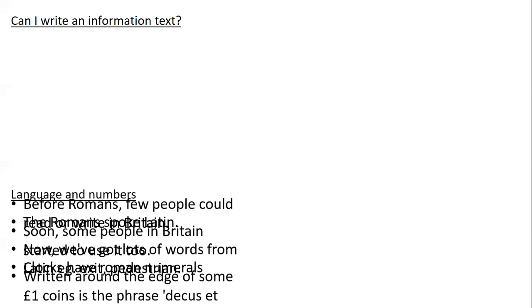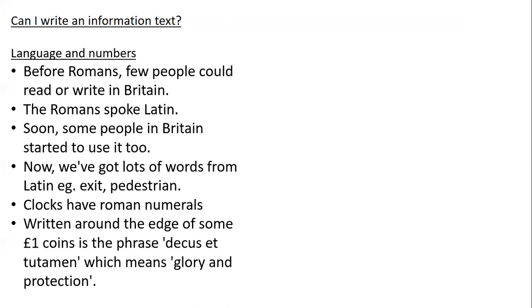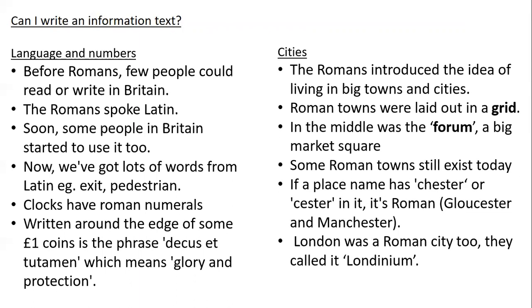Okay, so today we're looking at the last two sections of our information text. So hopefully you got some notes from last Monday on Roman language and on Roman cities. Or you can look back on the website that we got those from. But if not, I've got some notes here. So here are my notes on language and numbers, and here are my notes on Roman cities. So you can use these if you want today. That's absolutely fine. Or you can use a mixture of these and your own notes.